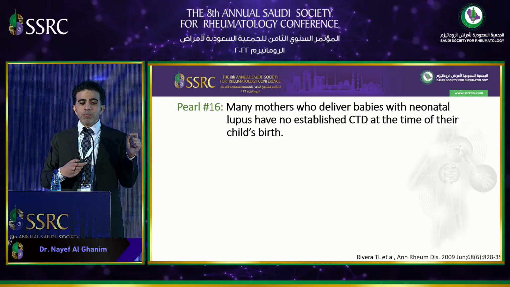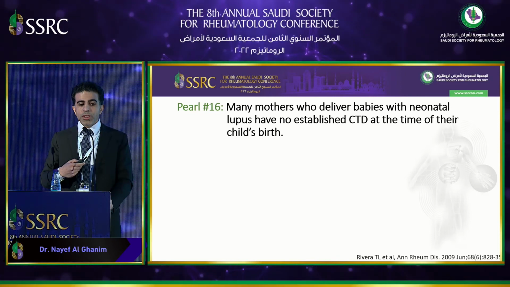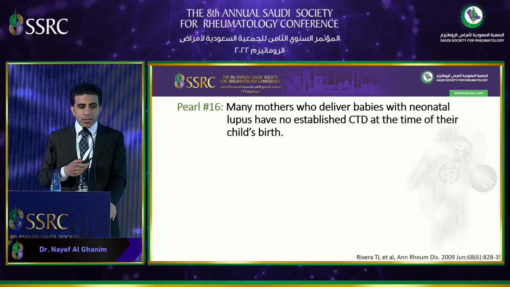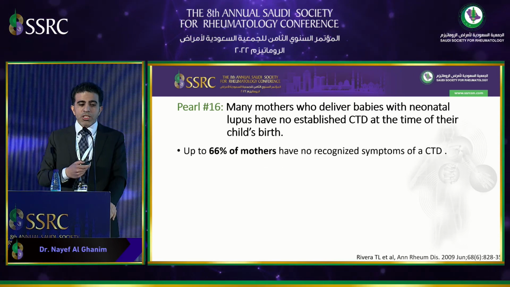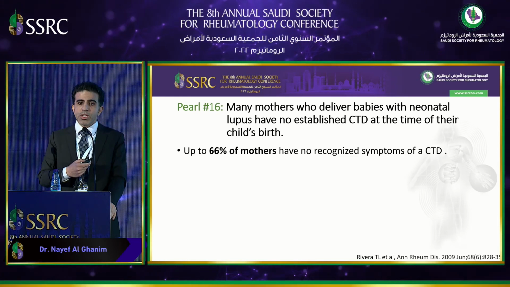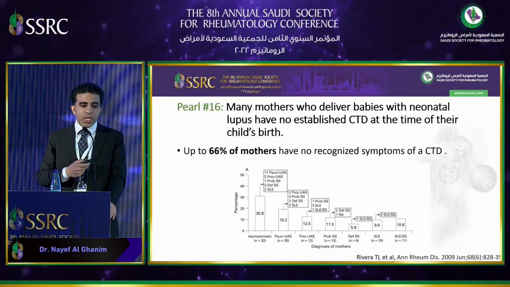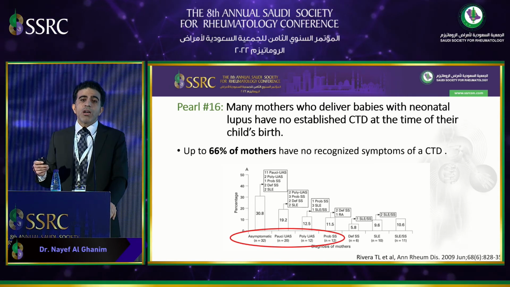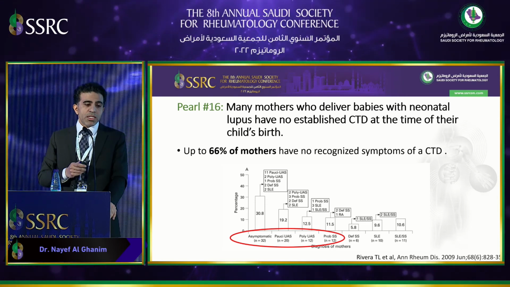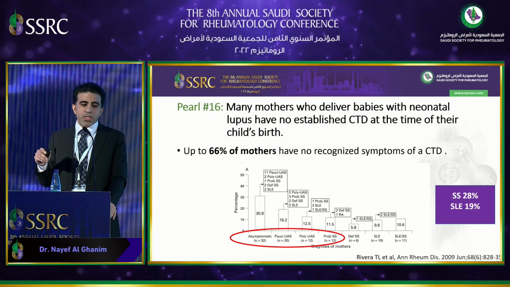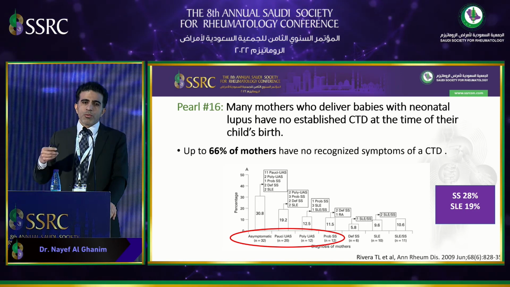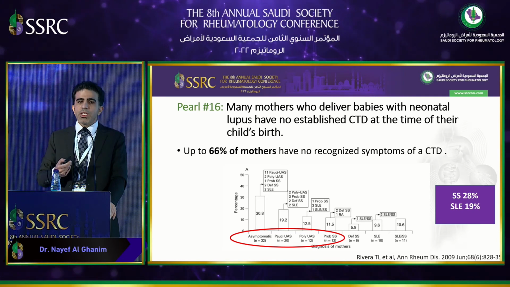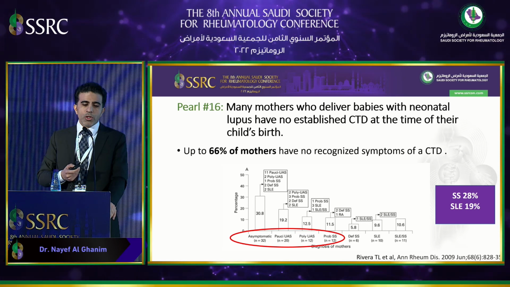Pearl number 16, many mothers who deliver babies with neonatal lupus have no established connective tissue disease at the time of their child's birth. About 66% have no recognized symptoms of connective tissue disease when they deliver their babies. And you can see here it is up to 70%. They are either asymptomatic or they don't have definitive connective tissue disease at the time of delivery. And when you follow these patients, only a small percentage develop full systemic disease. Sjogren's syndrome, 28%, SLE, 90%, and some patients can also develop autoimmune thyroiditis.